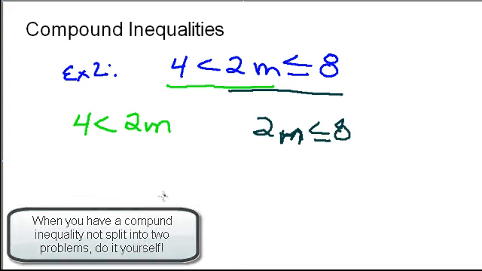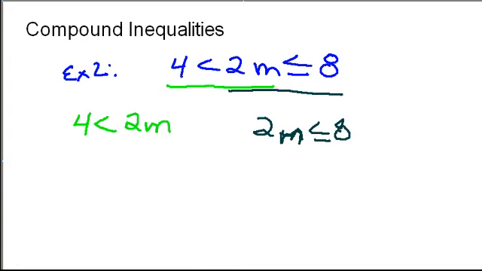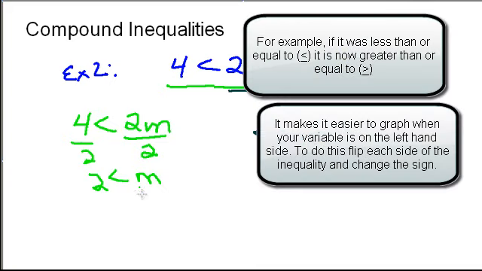Now that I have my two inequalities, I am ready to solve them just like in the last example. Here I have 2m. I don't have anything added or subtracted there, so I can go straight to getting rid of this 2. I'm going to divide both sides by 2, and I end up with 2 is less than m. When I do this, I like to make sure my m is on the left-hand side because it makes it way easier for me to graph. So I'm going to flip everything, including the sign, and I get m is greater than 2. These two statements mean the same thing.